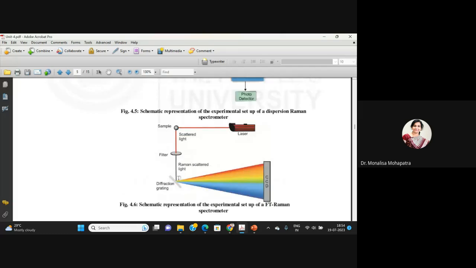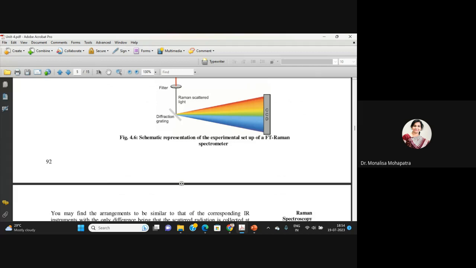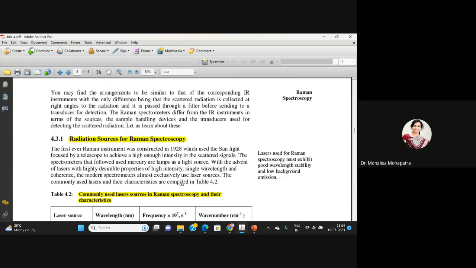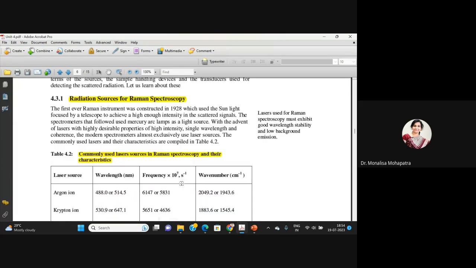Sometimes we use a grating also. Grating is also a very good technique; last class I told you about grating. Coming to the radiation source, for UV visible it is tungsten halogen and deuterium tungsten, and for IR spectroscopy we discussed the nickel chromium wire, Globar, all those things.